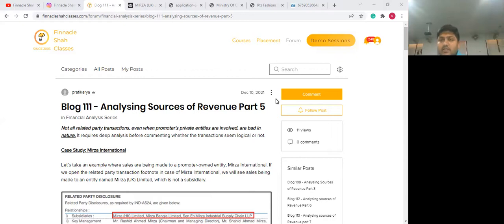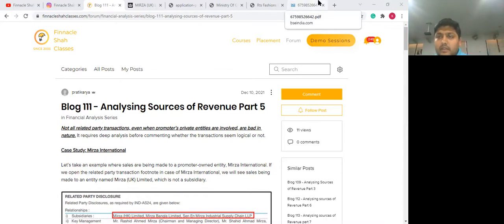We also discussed how not all related party transactions would be bad. In fact, this reading is all about that: how to analyze related party transactions, what angles one can take, and how to go about investigating them. The case study we have taken is Mirza International. Let me walk you through the step-by-step process.